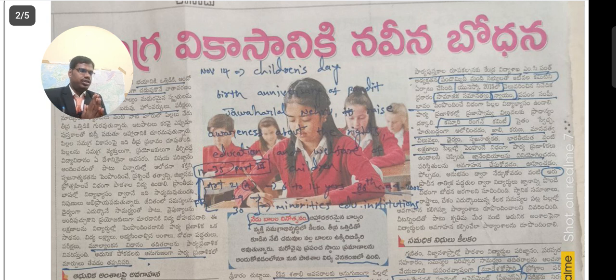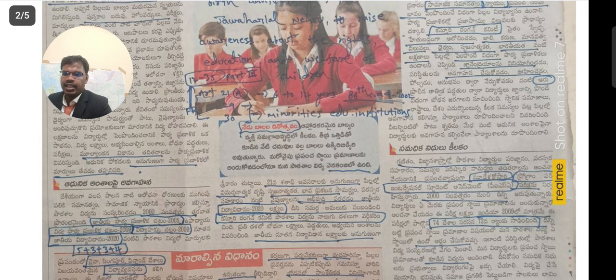You should check the fundamental rights, Articles 12 to 35 in Part 3. Also mentioned is Article 21A, free and compulsory education for 6 to 14 years, and the 86th Constitution Amendment Act, 2002. Article 29 also covers minority educational institutions, which we have to develop and encourage. Each and everything is mentioned here, so that is the reason I took this one.